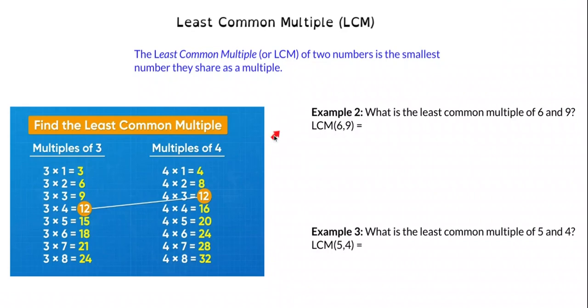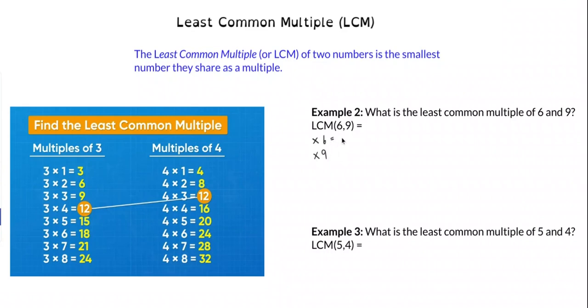Now let's look at example 2. What is the least common multiple of 6 and 9? And here's our shorthand for it, LCM of 6 and 9, parentheses 6 comma 9. One way that we can do this is we can simply think of the multiples of 6 and the multiples of 9 and find the smallest one that they have in common. So what are the multiples of 6? What are the multiples of 9?